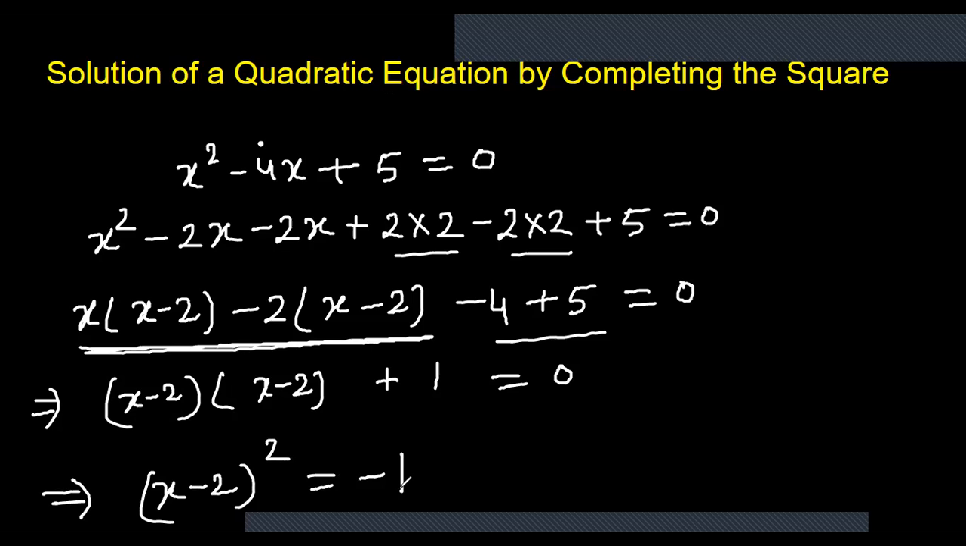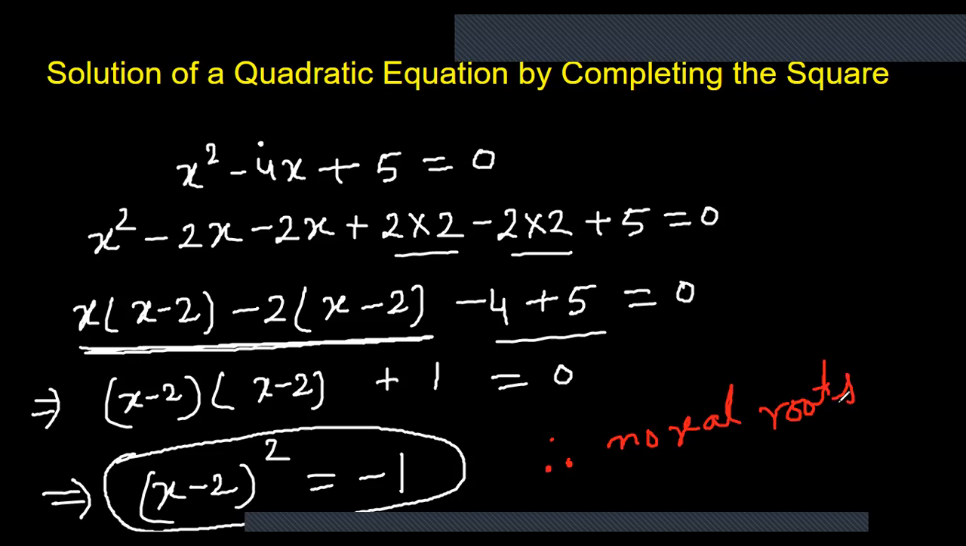Now what we have done is we have changed this given quadratic equation into a perfect square, so we can find the solution of the quadratic equation using the perfect square. Now how will we find the solution of this quadratic equation? Obviously, the square of x minus 2 is negative, and we cannot find any real number whose square is negative. So therefore, we do not have any real roots.